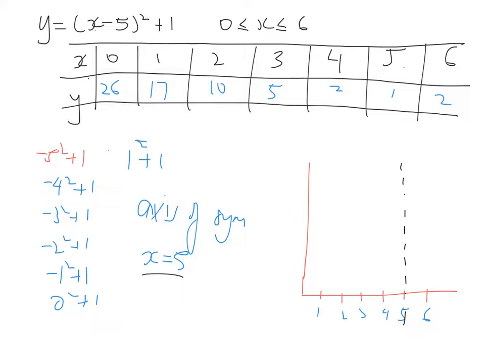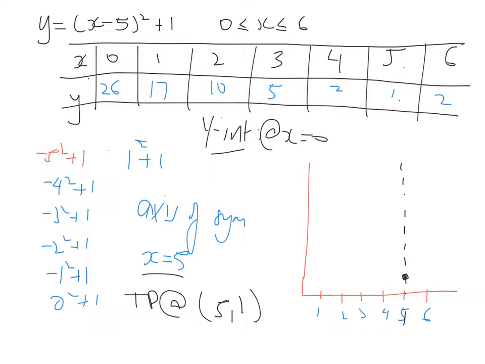Now at 5, we've got a y coordinate of 1. So now we've got a turning point at (5, 1). So I'm going to put a dot here for (5, 1). And that's what we've got going on there. To state our y-intercept, we know that our y-intercept happens at x equals 0. So we have a look at x equals 0, and we see it's 26. So our y-intercept is (0, 26).